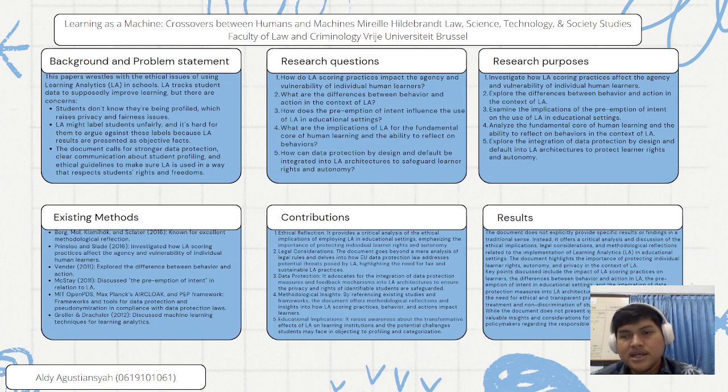Result. The paper does not explicitly provide specific result or finding in the traditional sense. Instead, it offers a critical, analytical discussion of the ethical implication, legal consideration, and methodological reflection related to the implementation of learning analytics (LA) in educational settings.